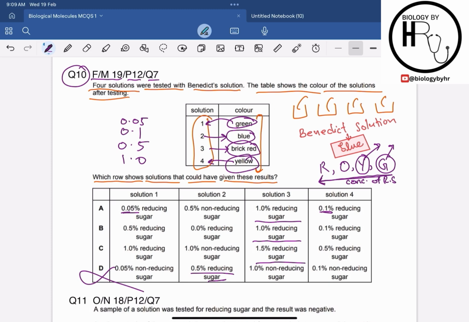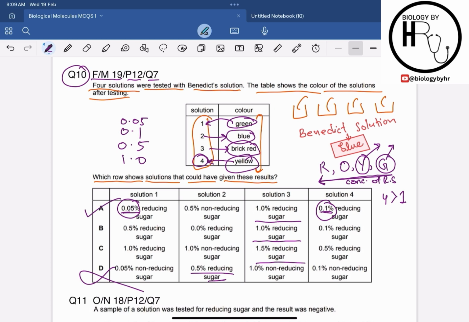The solution which is showing the yellow color, which is the solution 4, may have a higher concentration of the reducing sugar than the solution 1, which is green in color. So basically solution 4 must have a value which is greater than the solution 1. So let's see which option is correct over here. Solution 4. Alright, if I talk about solution 4, you can see over here that 0.1 is a higher value than 0.05. So yes, option A over here is our correct answer.